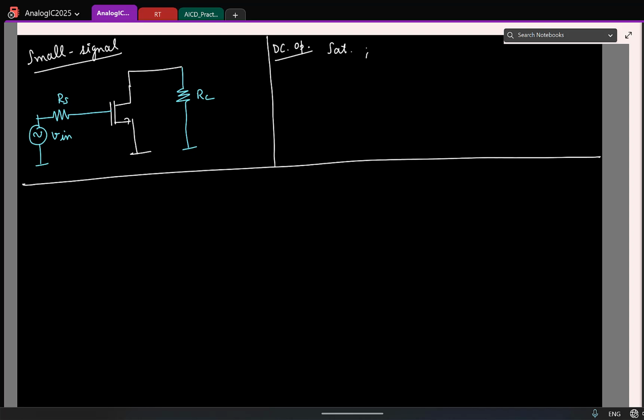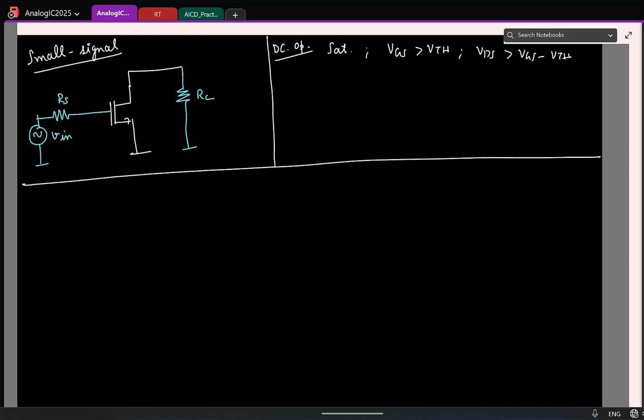And what is the condition for saturation region? VGS greater than VTH and VDS greater than VGS minus VTH. Okay. So which means I should make sure that the transistor is operating with sufficient gate to source voltage as well as sufficient drain to source voltage.